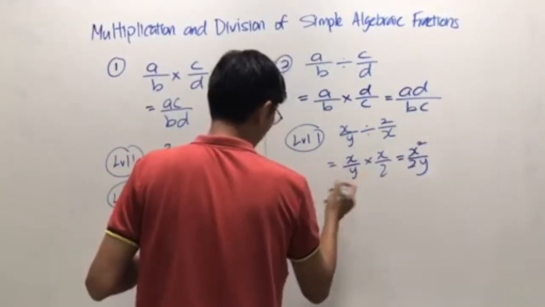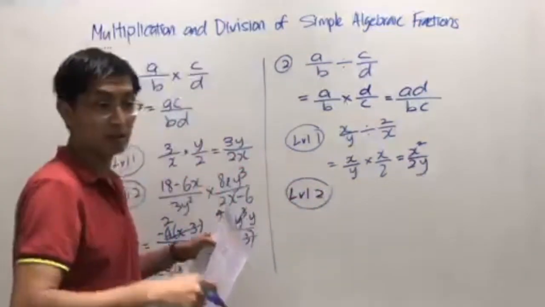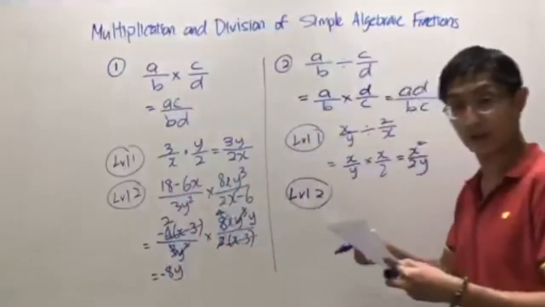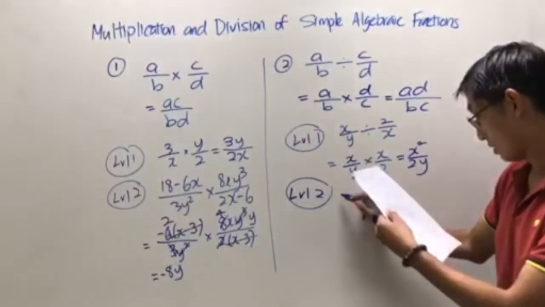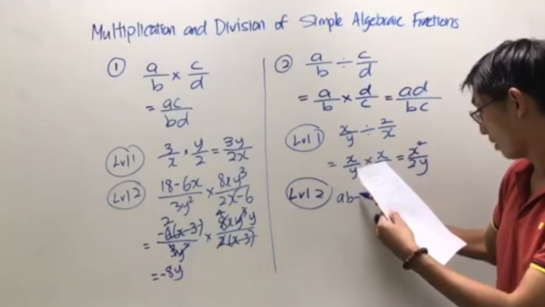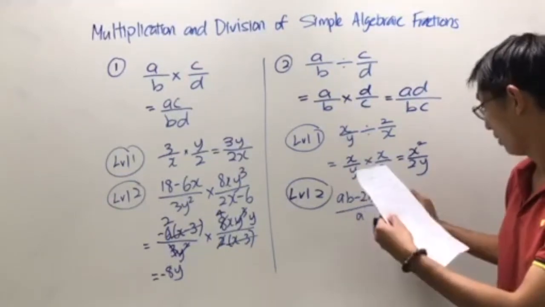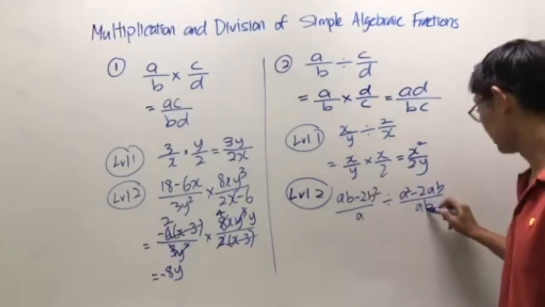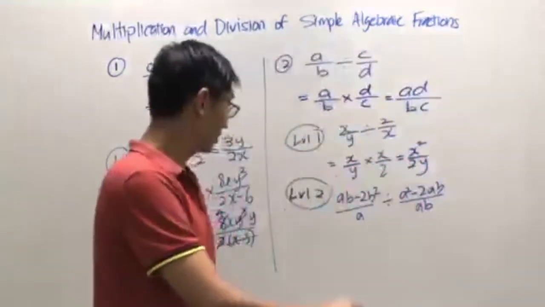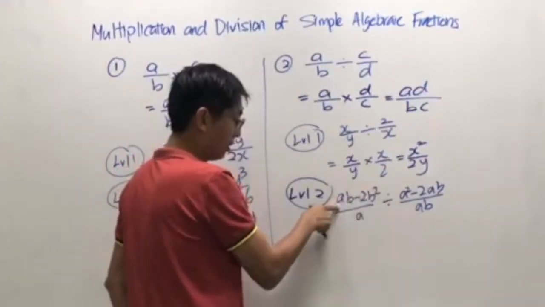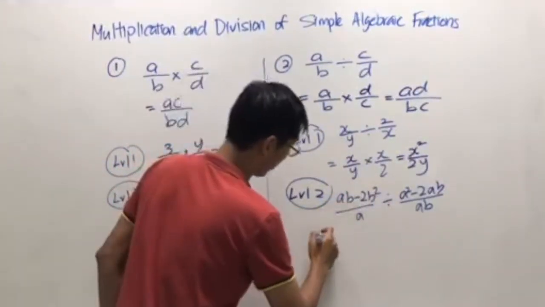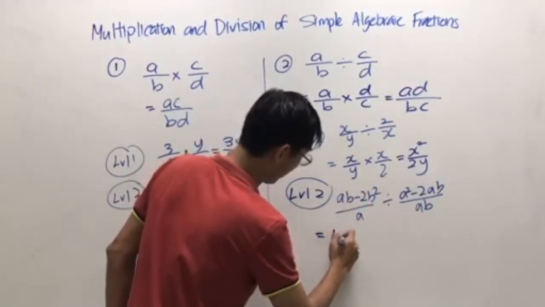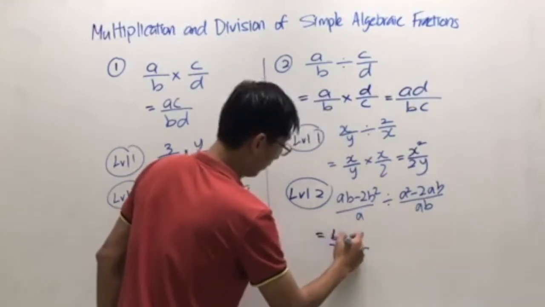For more complicated looking versions, the logic is still the same. Just make sure that you factorize out cleanly and simplify the terms individually before you proceed with the cancellation. So this is, for instance, ab minus 2b squared over a, divided by a squared minus 2ab over ab. In this example, you notice that in both of the numerator terms, there are terms in common that can be taken out. For the first numerator term, you see that there's a common factor of b. Take it out, and you're left with a minus 2b.